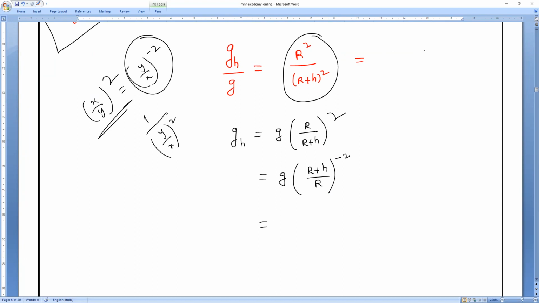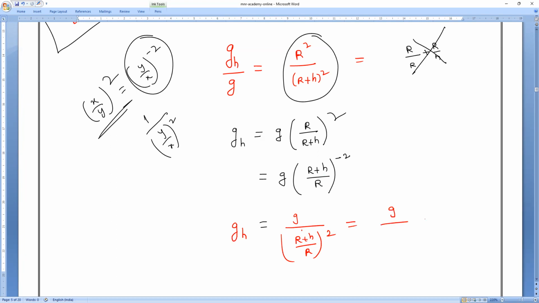Before, I have done the mistake directly. I have taken R by R plus R by H. This is wrong, because this is the correct format. So what will happen now? R plus H divided by R, whole power minus 2. Whole power minus 2 means it is actually 1 by, so I am writing R plus H divided by R whole square, which equals G by GH.